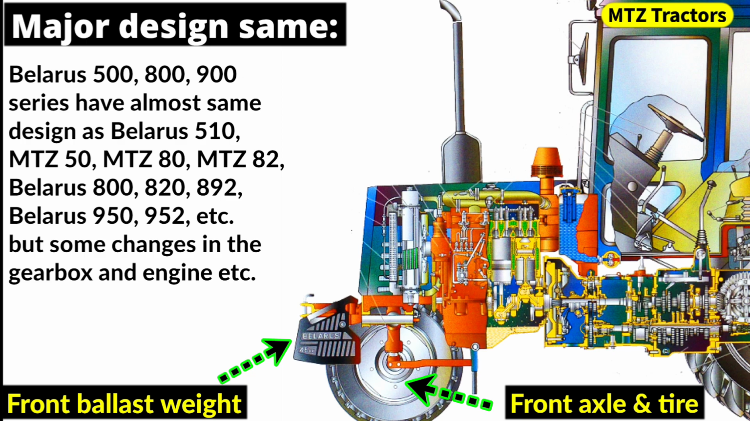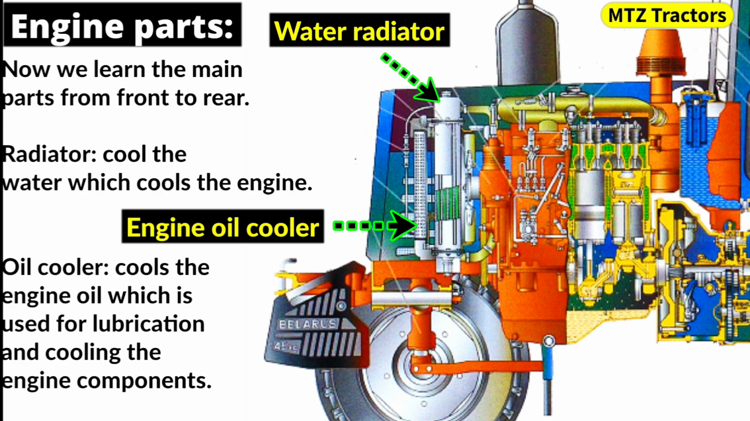Major design same. Belarus 500, 800, 900 series have almost the same design, but some changes in the gearbox and engine. Engine parts. Now we learn the main parts from front to rear. Radiator. Cools the water which cools the engine. Oil cooler. Cools the engine oil which is used for lubrication and cooling the engine components.